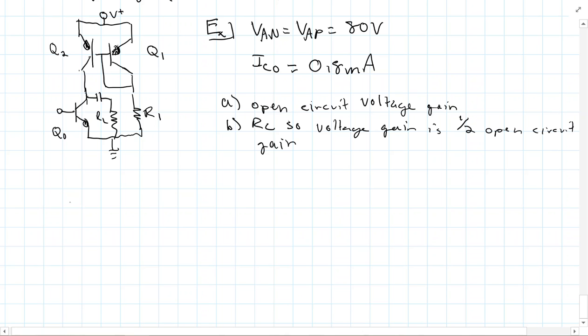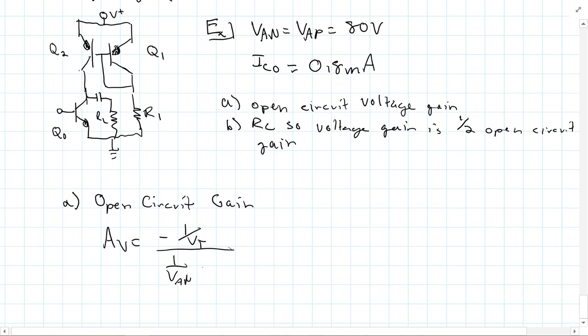Okay, so for part A, you have to keep in mind the difference between open circuit and loaded gains. As a side note, I will provide these formulas on the exam, but I'm not going to tell you which one's open circuit and which one's not. I'm just going to give you gain formulas. Open circuit gain, remember, is -1 over VT over 1 over VAN plus 1 over VAP.